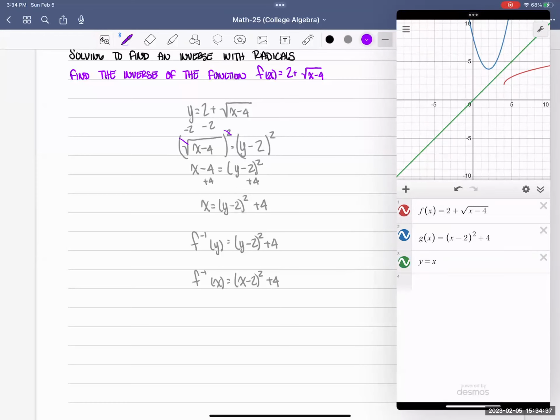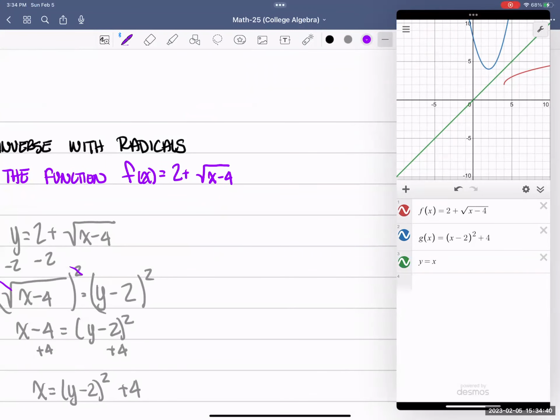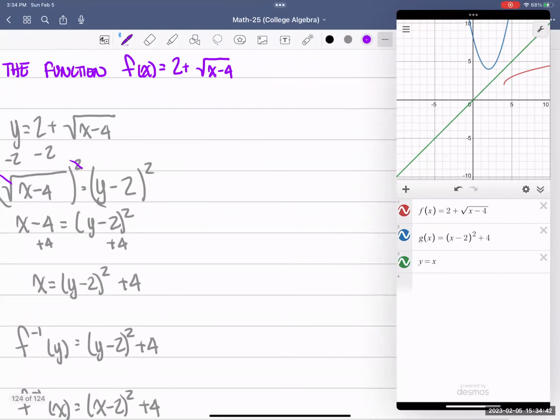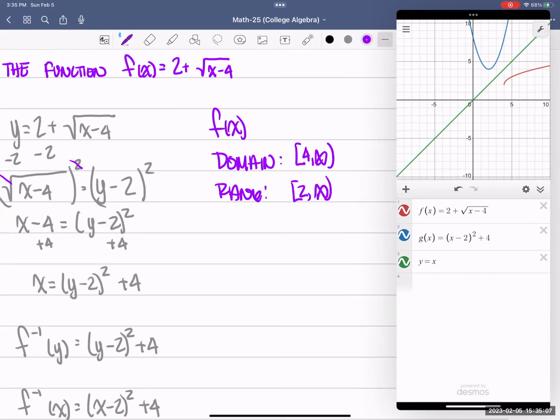So let's write this stuff down. So for f of x, we said our domain went from 4 to infinity. So bracket 4 to infinity. Our range, so our values of y, started at 2 and went on to infinity. So 2, because we shifted our graph up 2 units. All right, that's for f of x.